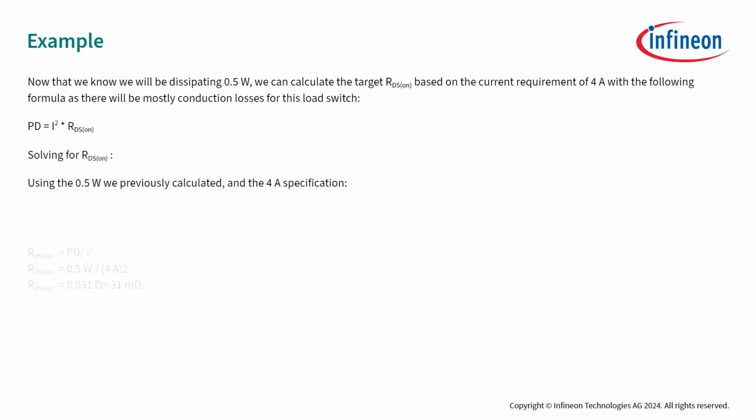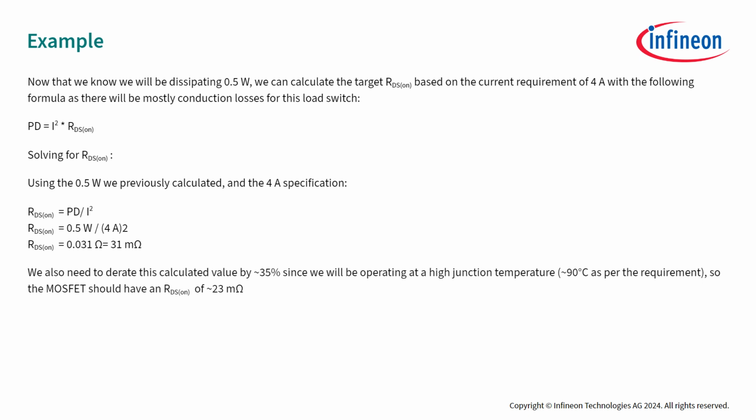requirement of 4 amperes with the following formula, as there will be mostly conduction losses for this load switch. We also need to derate this calculated value by about 35%, since we will be operating at a high junction temperature at about 90 degrees Celsius as per the requirement, so the MOSFET should have an RDS(on) of approximately 23 milliohms. Thus, a very good match is PN ISK036N03LM5, a 30-volt, 3.6 milliohms power MOSFET.